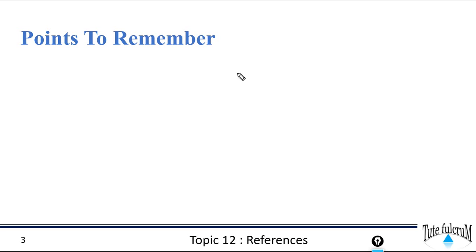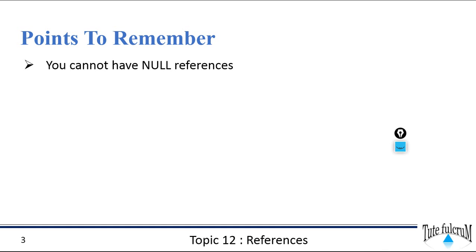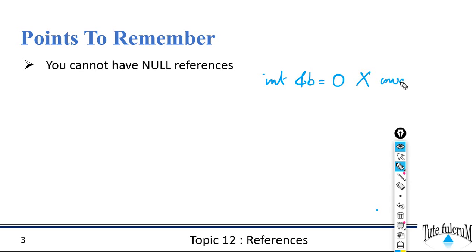A few points to remember here. You cannot have null references. That is, you cannot have a statement like this. From the previous example I am taking b, which we created as a reference variable. You cannot have a statement where the reference variable is initialized with 0. This is invalid. You have to initialize a reference variable to an already existing variable, something like this, what we have seen in our example. A we have created before, so you should have something like this.